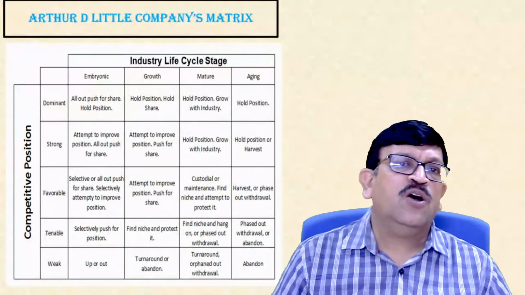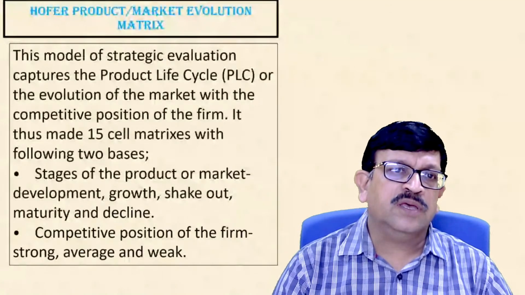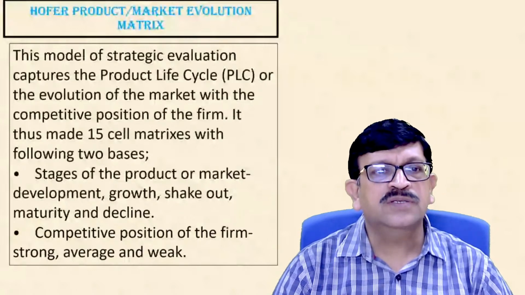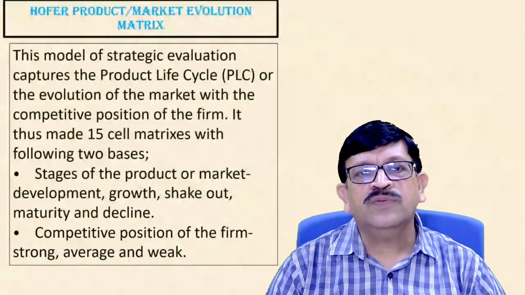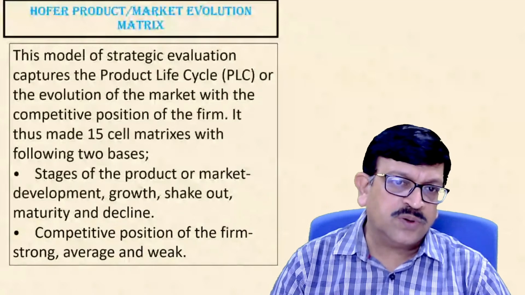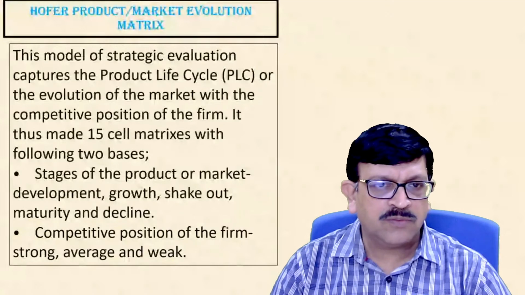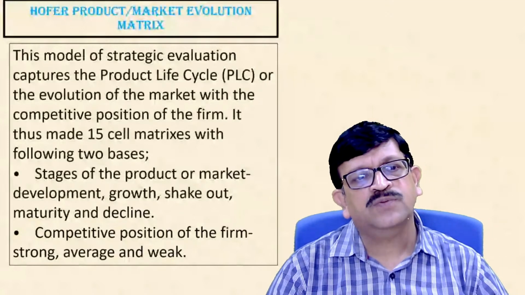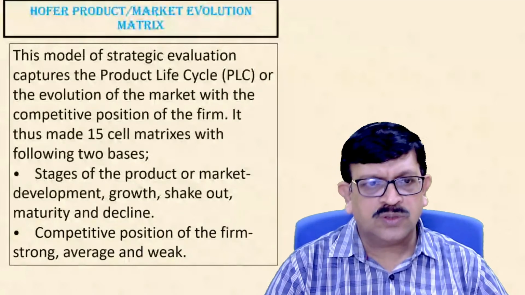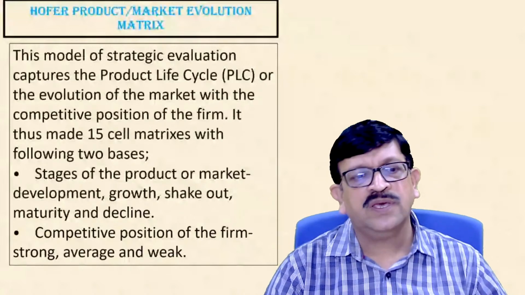Next, we move into the product market evolution matrix. Now, this model is an evaluation of the product life cycle, which we have done in the past sessions, and also the evolution of the market in terms of the competitive positions. So it has something like 15 cell matrices which are based on two bases. As you can see here, the first one is the product and market development: growth, shakeout, maturity, and decline, which are the various stages of the PLC.